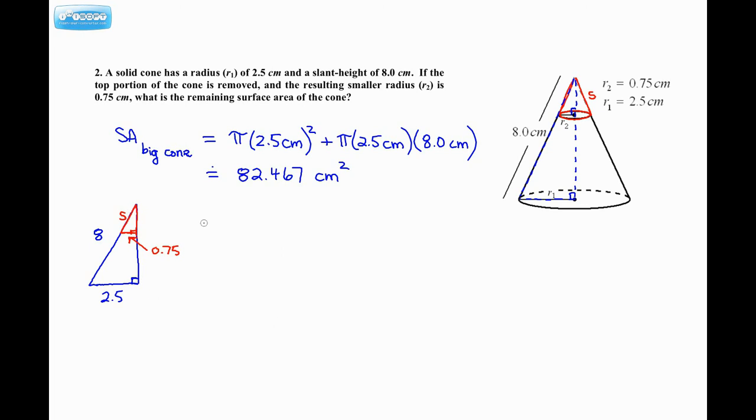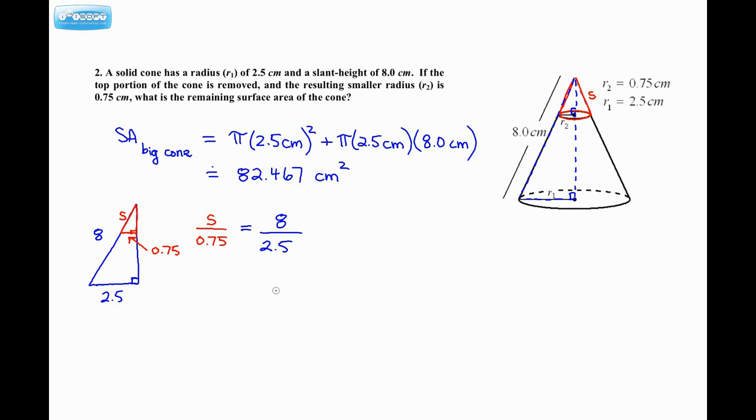I know that the ratio of S to this bottom length here, 0.75, must be equal to the ratio of this long slant height, which is 8, to this length here, 2.5. So what I've done is I've created a proportion, but now I can actually solve for S. Yes, you can use cross multiplication, but S is on top. That's what I'm looking for.